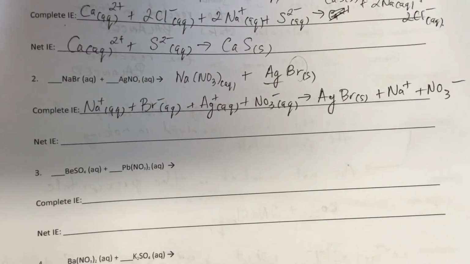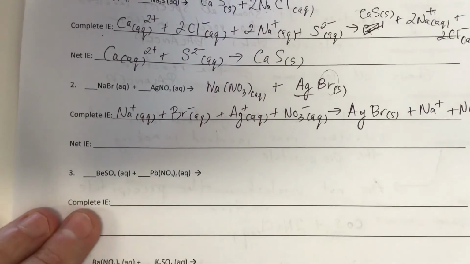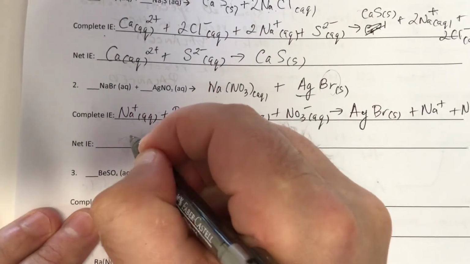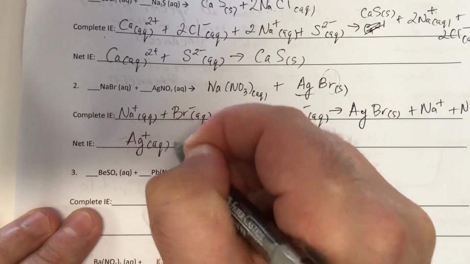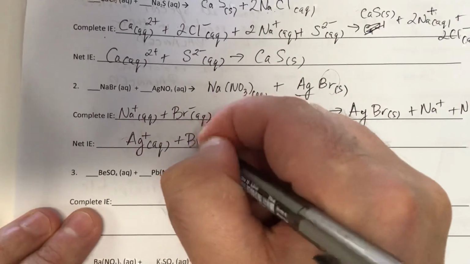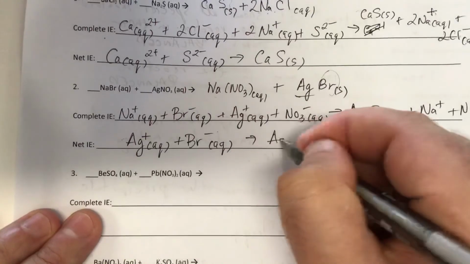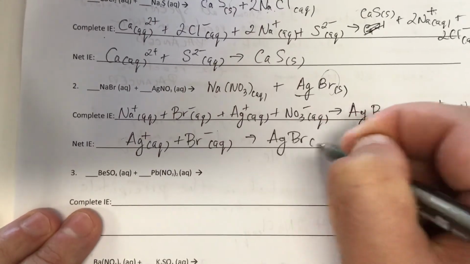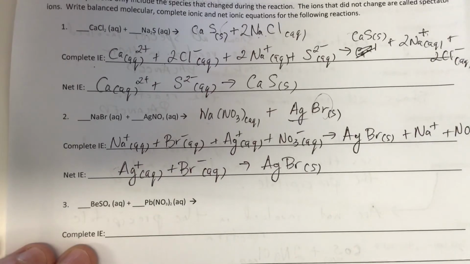Okay, now you're just going to cancel everything out. And you should be left with Ag plus aqueous plus Br minus aqueous gives you silver bromide solid. Okay, that's about all that I'm going to do.